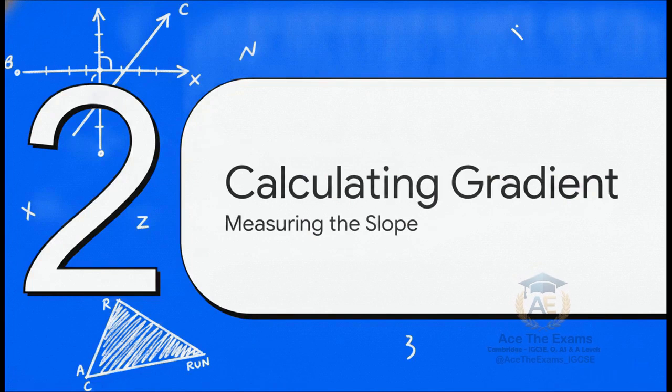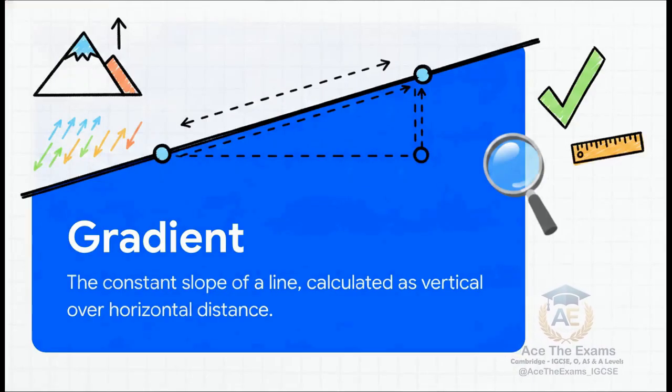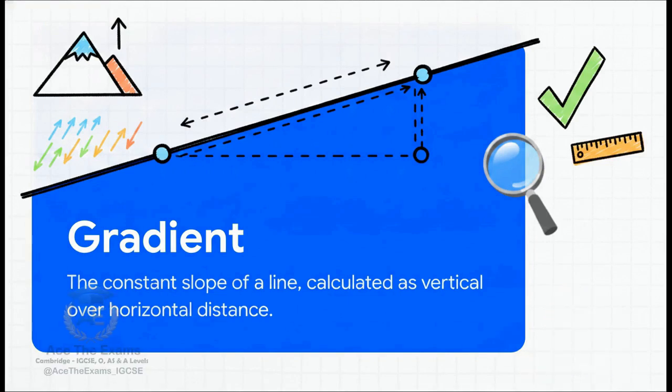Section 2, calculating the gradient, measuring the slope. Okay, so what exactly is a gradient? Well, it's really just the mathematical word for slope. But the absolutely crucial word to remember here is constant. The gradient of a straight line never, ever changes. Literally, it doesn't matter if you're measuring a microscopic 1-inch segment or a line stretching across a mile. That slope value is identical. To find it, we just look at the vertical distance between any 2 points on the line and divide that by the horizontal distance between those same 2 points.